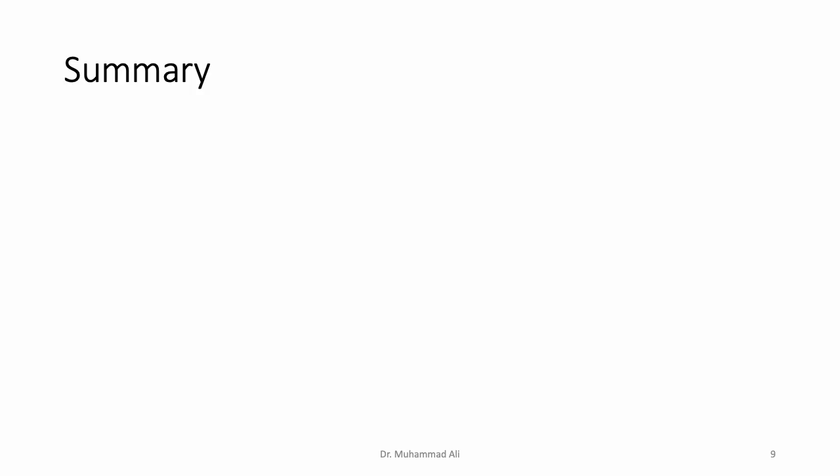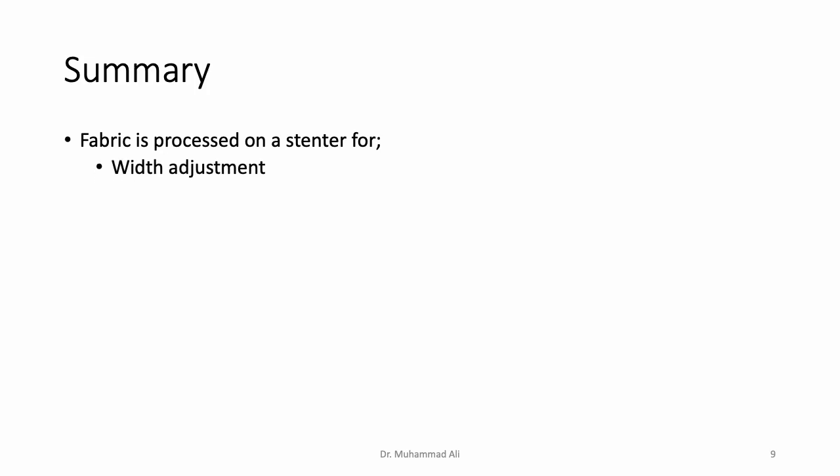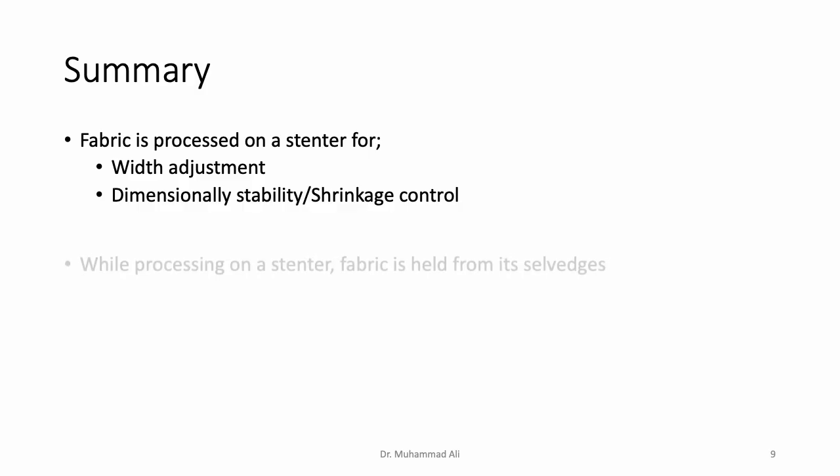Let's look at a summary of what we have discussed about stenters in this lecture. So, on a stenter frame, a textile fabric could be processed for various reasons. Commonly, a fabric is processed on a stenter for width adjustment that is usually required prior to any subsequent processes such as printing or dyeing. Processing of a fabric on a stenter also allows us to achieve dimensional stability by controlling the shrinkage of the fabric. This is done by treating the fabric with the right temperature and moisture content to stabilize its dimensions.